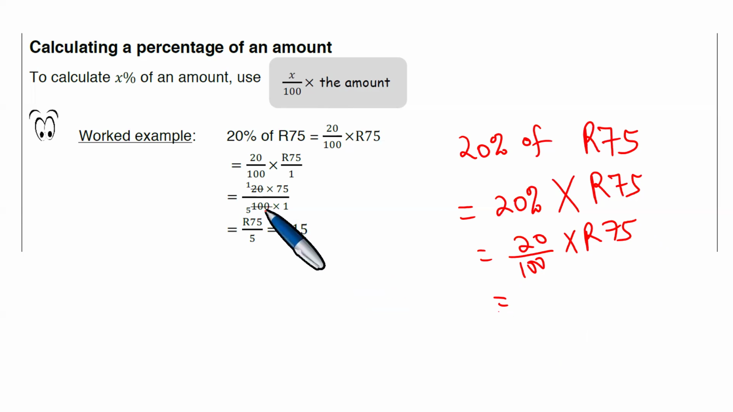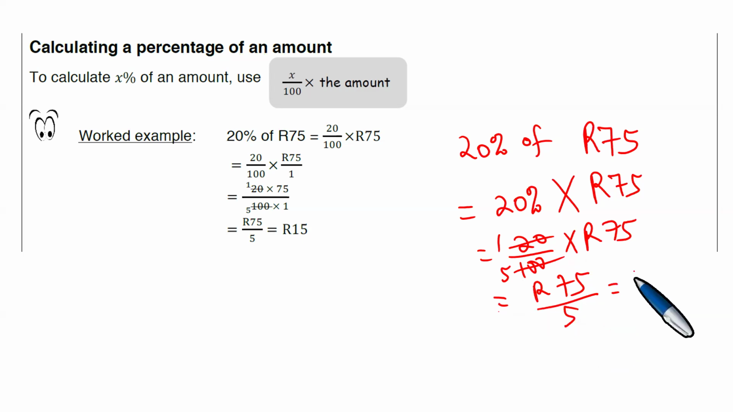You can see what this guy is doing. 20 goes 5 times into 100, but it goes once into itself. So this gives us 1 by 75, which is 75 divided by 5. If you divide 75 by 5, you get 15. This is the answer. Next.